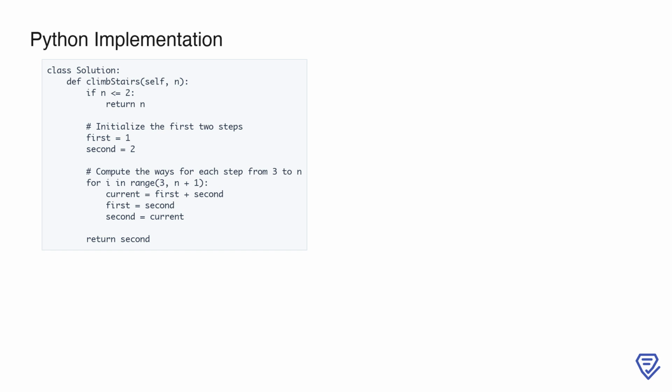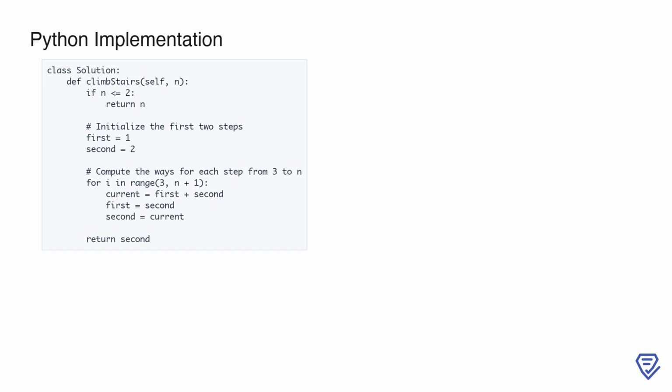For 2 steps, there are 2 ways, 1 plus 1 or 2. For cases where n is greater than 2, the solution uses a dynamic programming approach. The idea is based on the recurrence relation f(n) equals f(n-1) plus f(n-2). This means that to reach the nth step, you can either come from the (n-1)th step or the (n-2)th step. The number of ways to reach these 2 steps is already calculated.